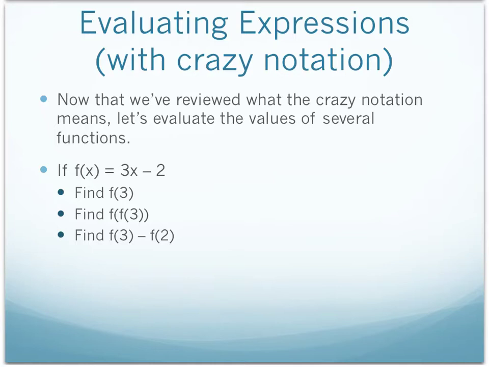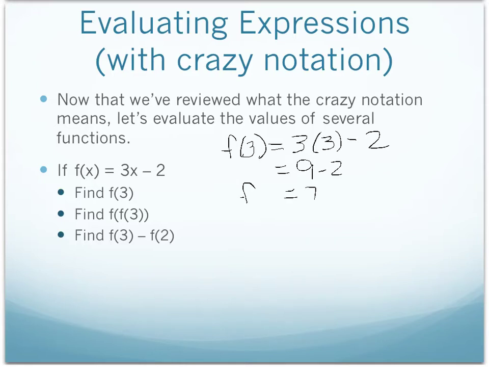So let's talk about evaluating expressions, because we had some homework last night that people might have been a little bit confused about. So if f of x equals 3x minus 2, we want to find f of 3. Well, f of 3 means every time you see an x, you're going to substitute in 3, and then just evaluate. So we'll get 9 minus 2, so f of 3 equals 7.